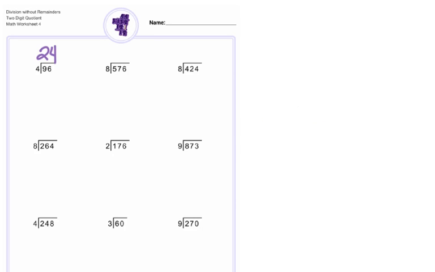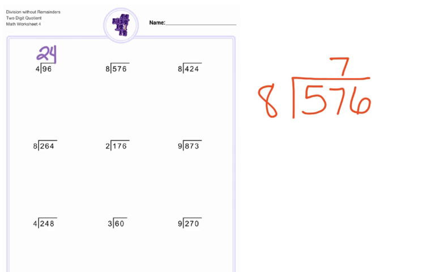Number 2, we have the number 576 divided by 8. We know that 8 is bigger than 5, so it cannot go into 5, so we move over, and we know that 8 can go into 57. 8 can go into 57 7 times. 8 times 7 is equal to 56. And then we need to subtract. 7 minus 6 is equal to 1, and 5 minus 5 is equal to 0.